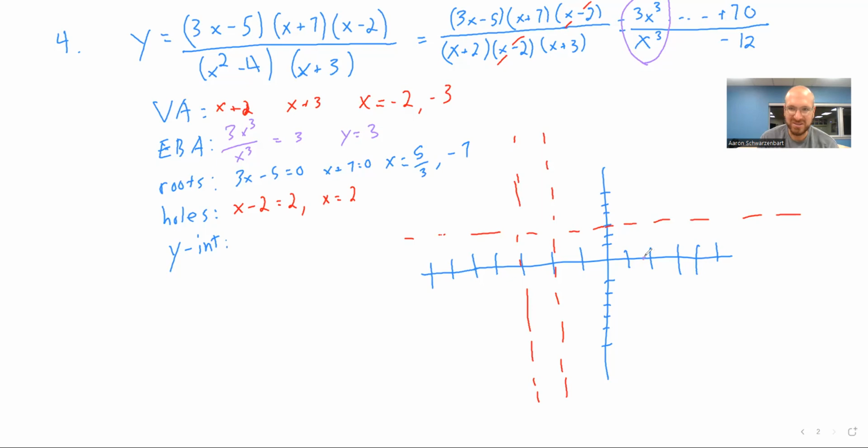5 over 3 is here. 4, 5, 6, 7 is here. Did get that far. My y-intercept is found by the 70 over -12, which I can reduce to -35 over 6, which is just a little less than 6. 3, 6. Now, from experience, I know what this is going to look like, but I'm going to show you again with the graphing calculator.